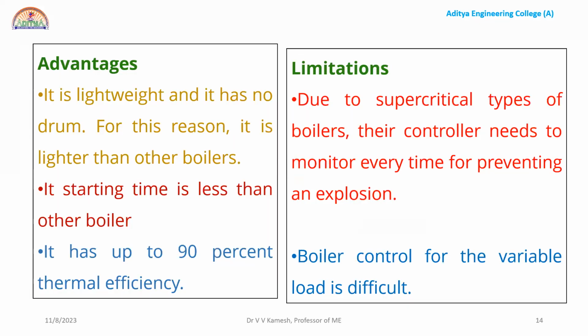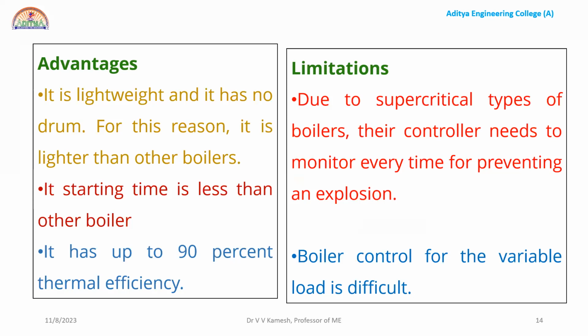Now, the most important one, the advantages and limitations. Somebody may call limitations disadvantages also, but they are the difficult areas. The advantages are that it is lightweight and has no drum. For this reason, it is lighter than other boilers. Its starting time is also less than other boilers. Nearly 10 to 15 minutes, we are able to start and produce the steam. And it has up to 90% thermal efficiency, already discussed.